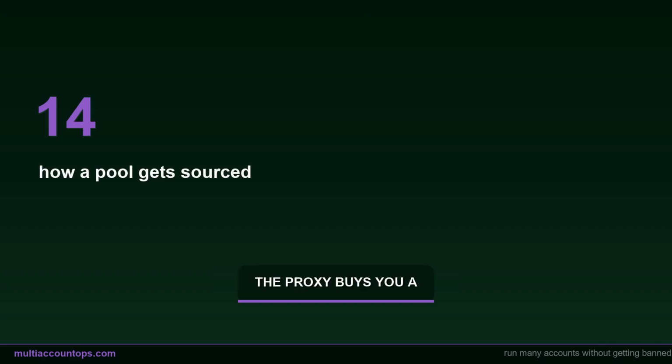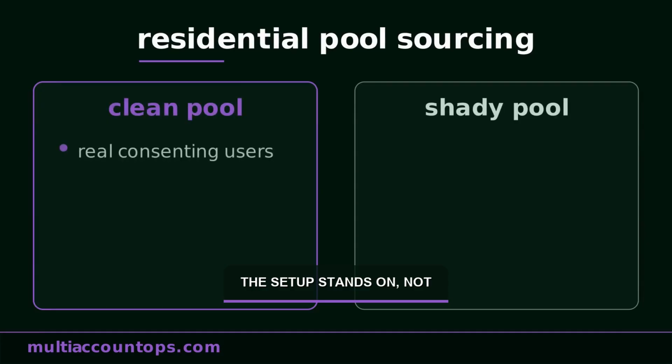The proxy buys you a believable home address, and then the account still has to live in it like a real person would. Think of the proxy type as the foundation the rest of the setup stands on, not a shield that excuses everything built above it.